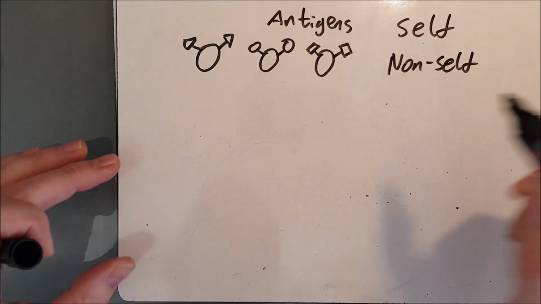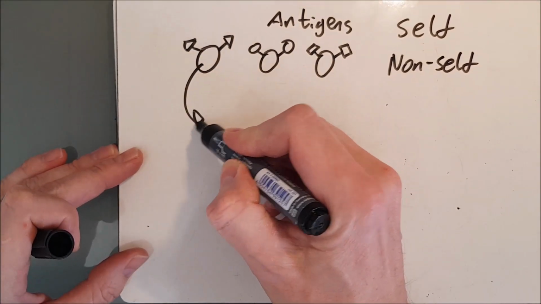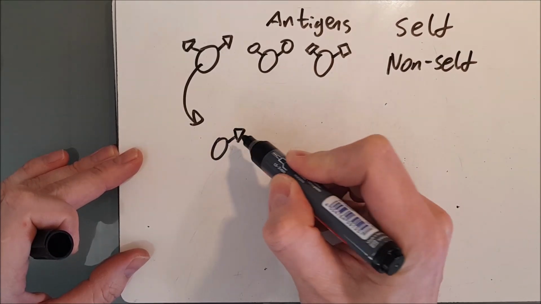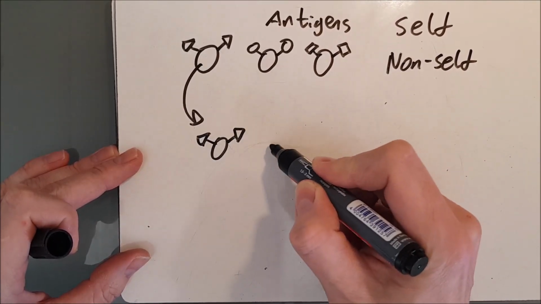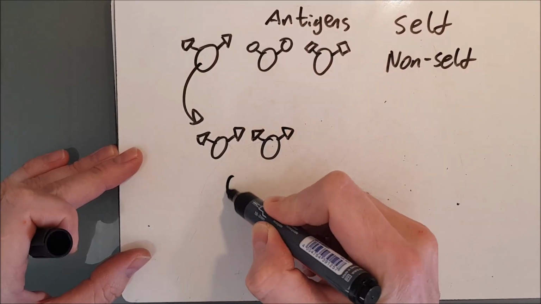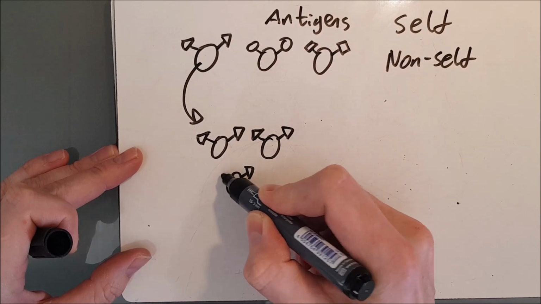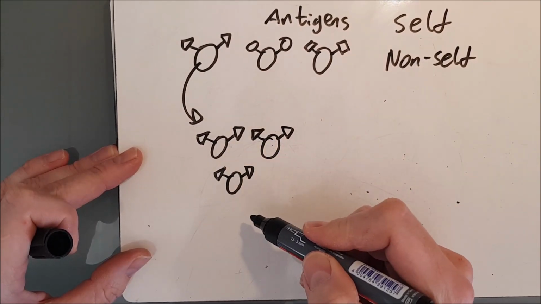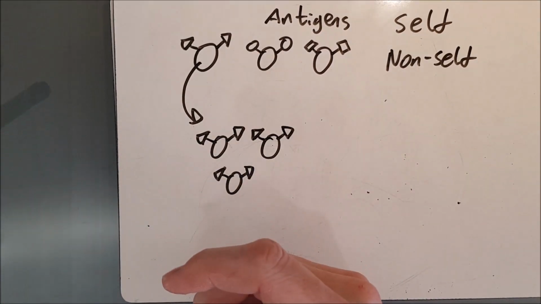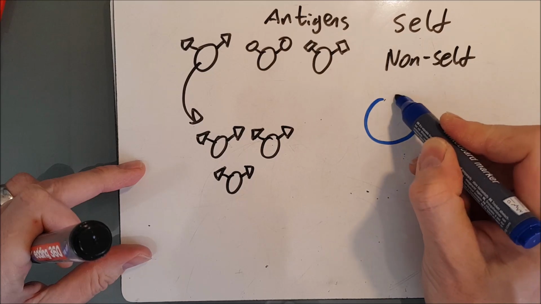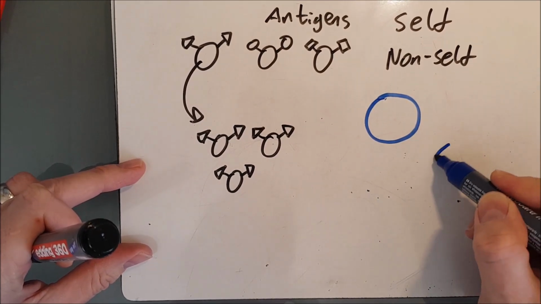So let's imagine that this microbe here enters your body, and it starts to reproduce. It's going to replicate. Let's say it's a bacterium, it could be a virus invading your cells, it doesn't really matter. So we're going to get lots of them, and they're all going to have exactly the same antigen on them. Now, you have got white blood cells in your body that are specific to different antigens.